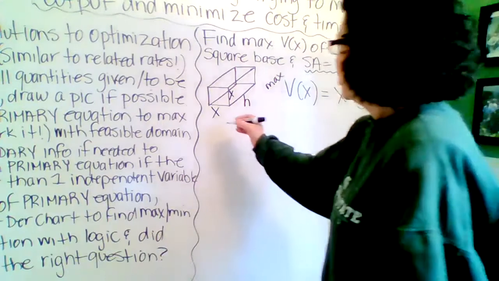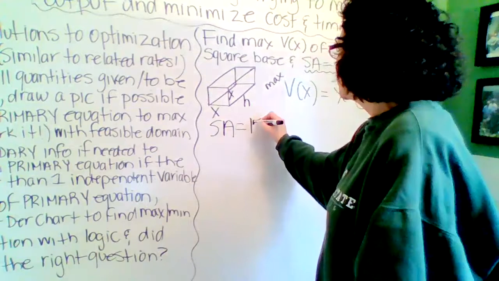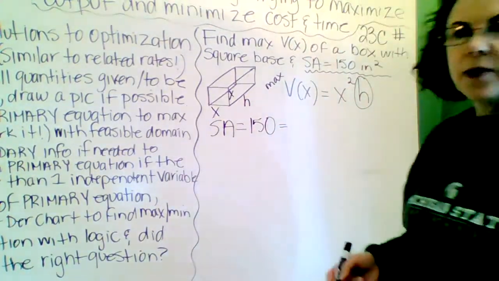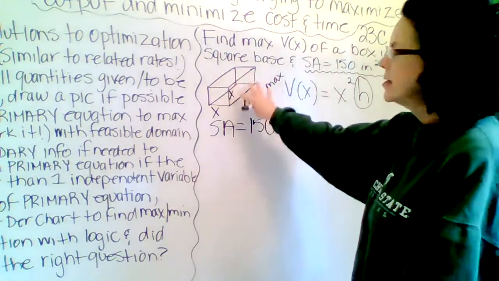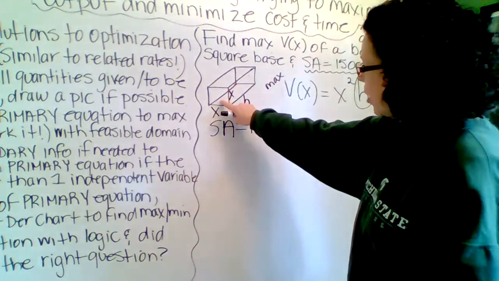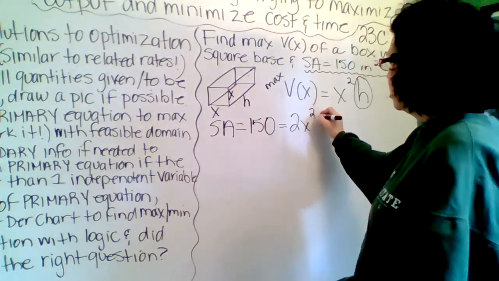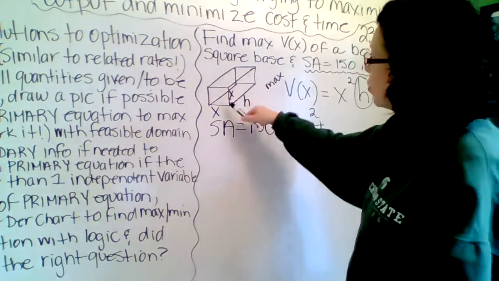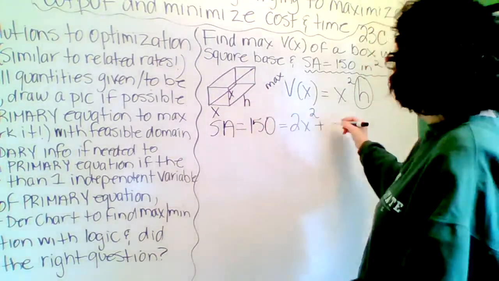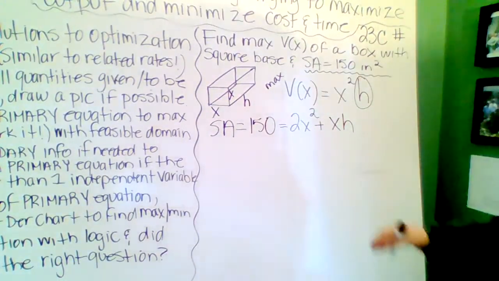So here's the surface area. The surface area is 150 square inches. And what is the surface area? Well, the surface area is these 6 faces added up. Notice I have an x squared surface area in the front and the back, so I have 2x squared. Plus I have 4 sides that make up the surface area, 4 rectangles, and those are x times h. So what I'm going to do is work to get the h.